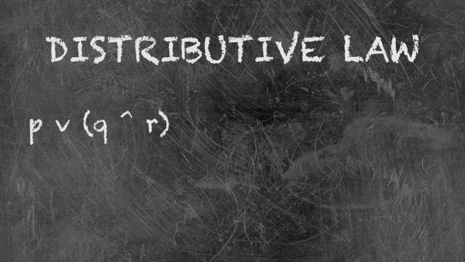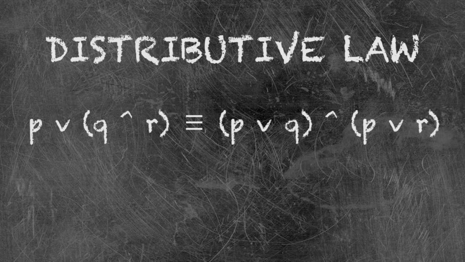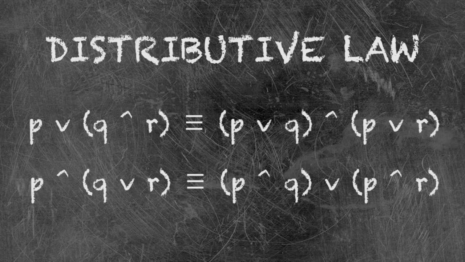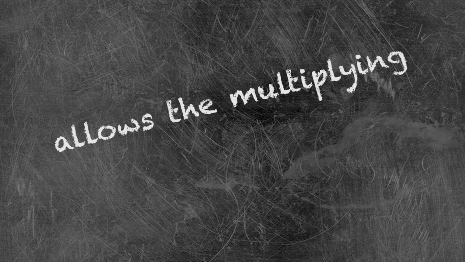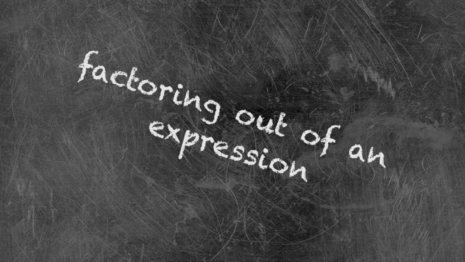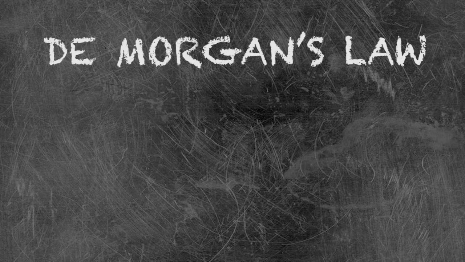The formula for this law is P or (Q and R) is equals to (P or Q) and (P or R), and P and (Q or R) is equals to (P and Q) or (P and R). Distributive law allows the multiplying or factoring out of an expression. Eighth is De Morgan's law.